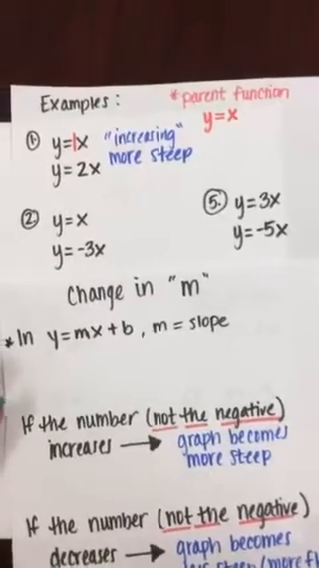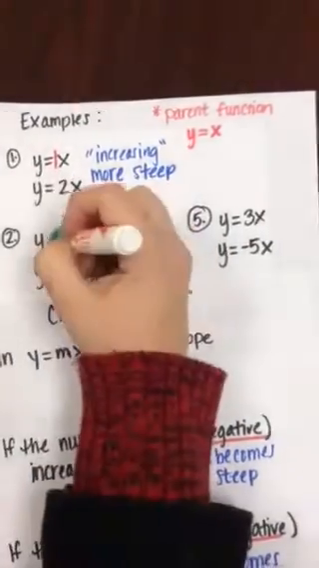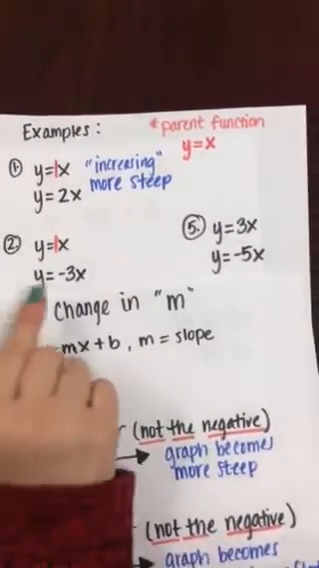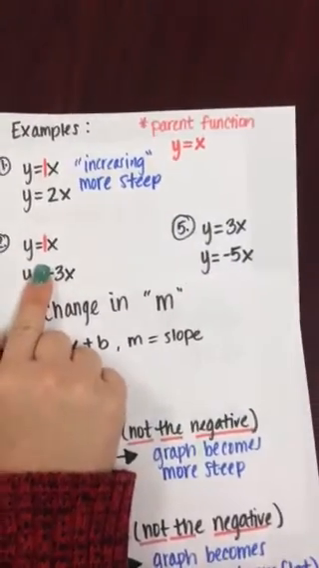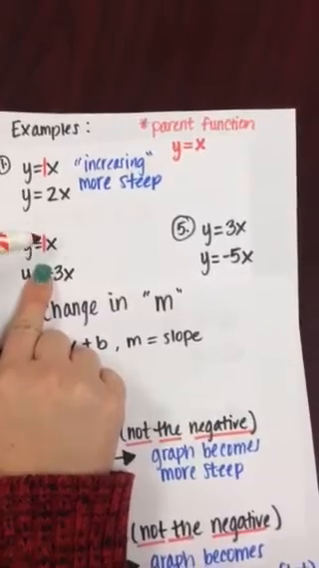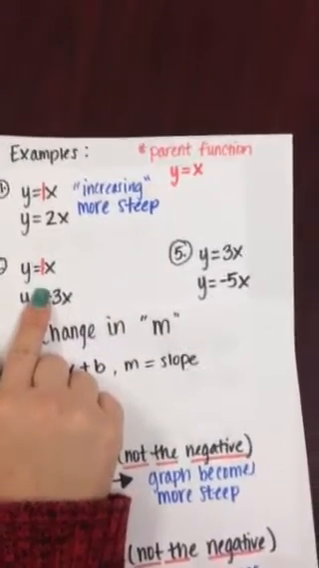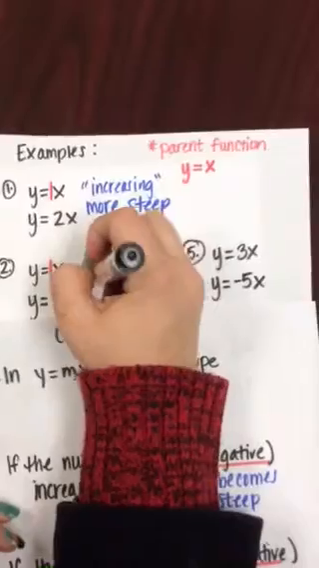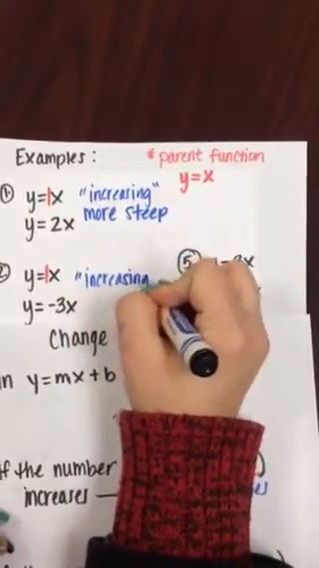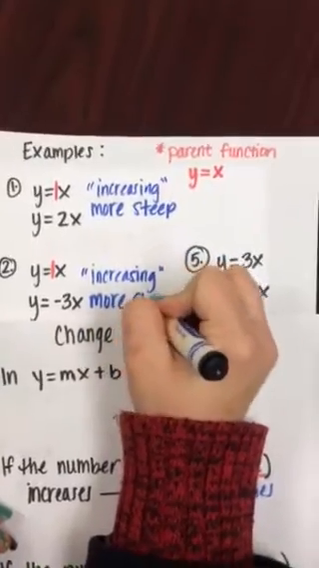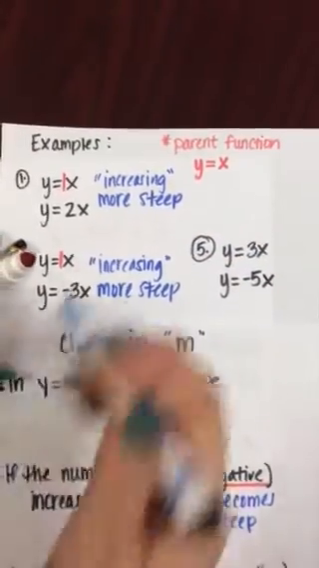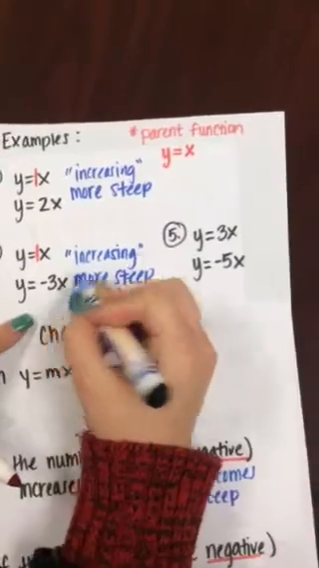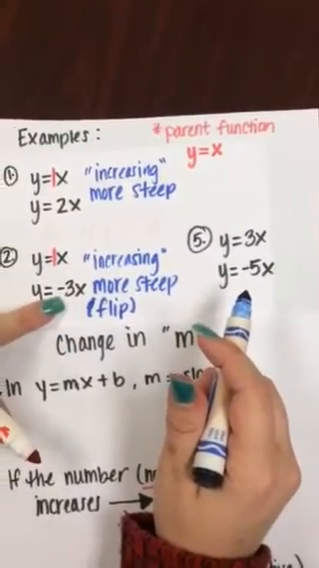So look at number 2. Again, there's always an invisible 1. From 1 to negative 3. What's happening? Now, remember, we don't care about this negative, so we hide the negative. So we just look at the number. So from 1 to 3, is that increasing or decreasing? Well, the number is increasing. Therefore, the graph will become more steep. The graph would also change directions. So the graph would also flip because it went from a positive to a negative.